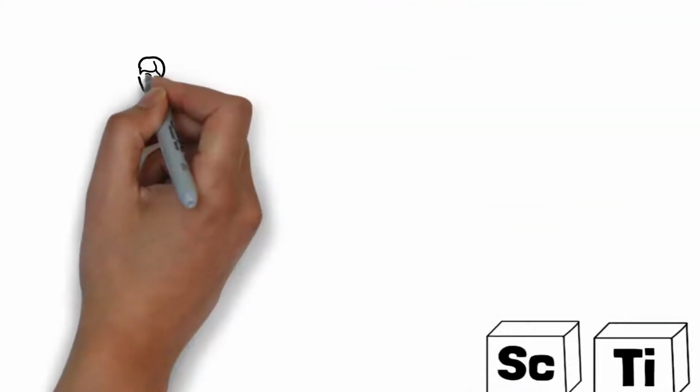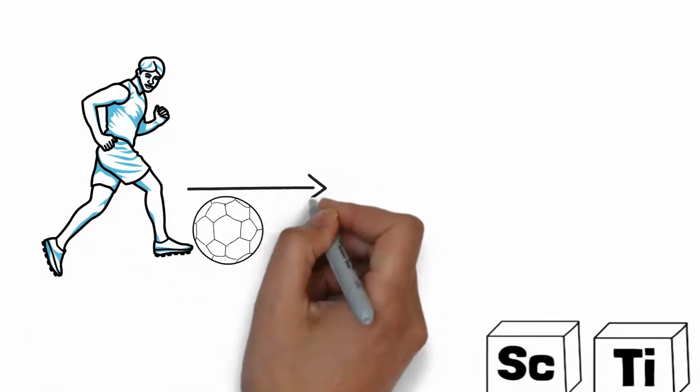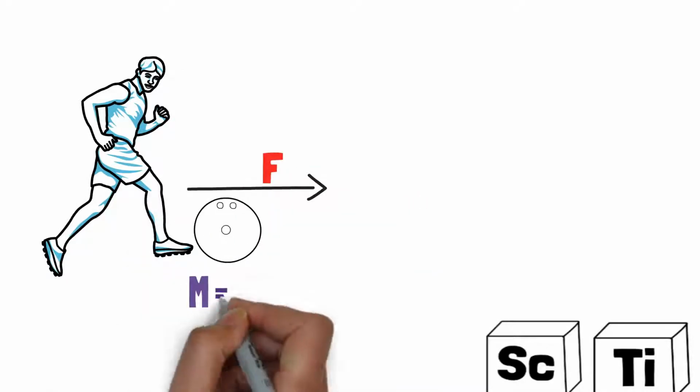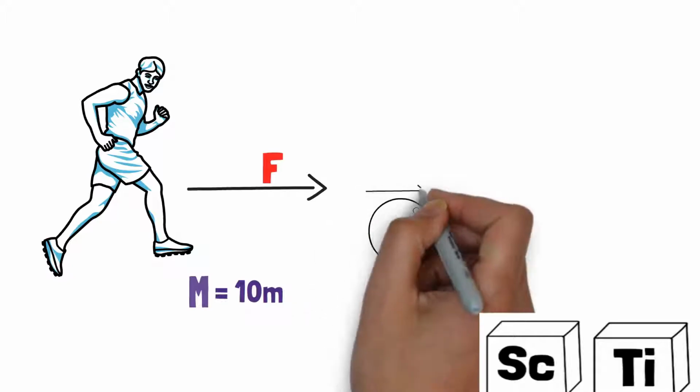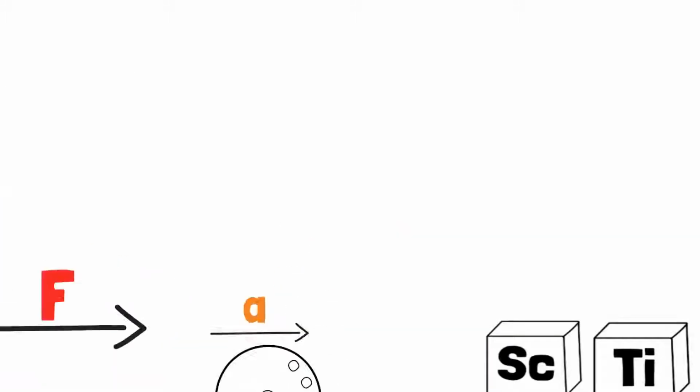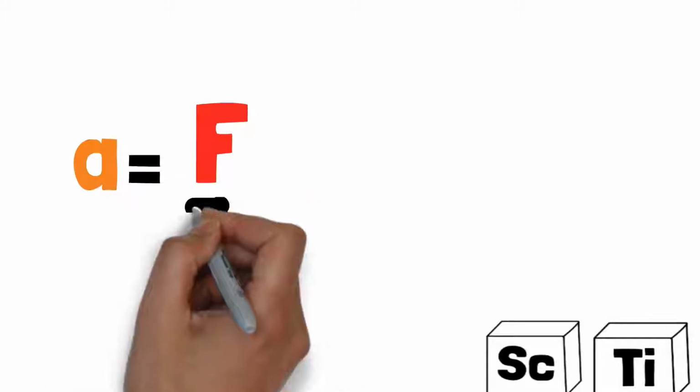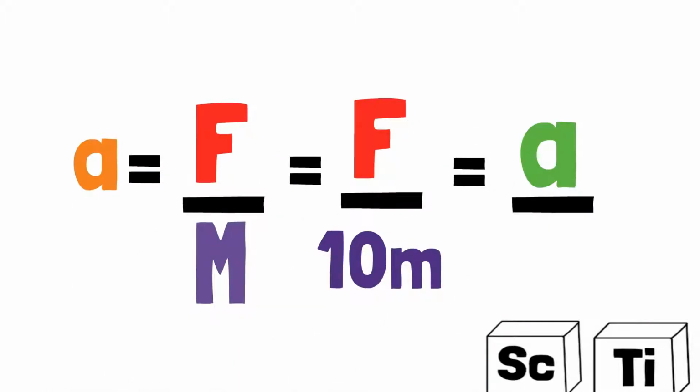Moving back to our previous example, let's replace the soccer ball with a 10 times heavier ball. Let's assume the same amount of force is applied. So using the formula, if we calculate the acceleration, the amount of acceleration generated in the ball will be 10 times less than the soccer ball.